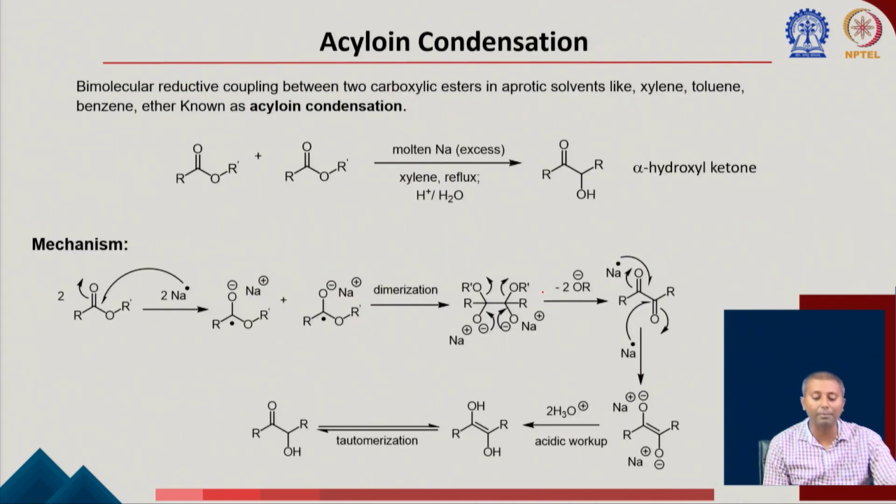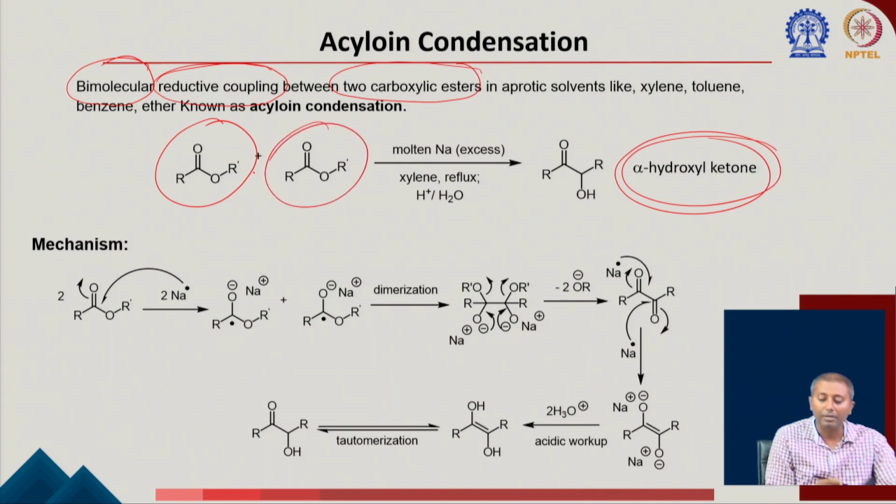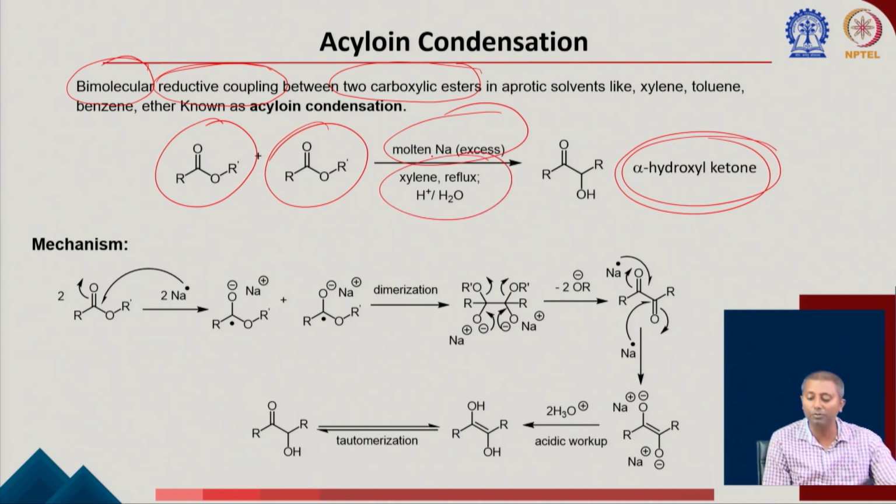The first reaction I am going to talk about is the acyloin condensation. It's bimolecular, and I think every single term is very important here. This is bimolecular, which means two of these esters are going to form a bond. Then this is a reductive coupling, which means there is a reduction happening. We are going to come back to that. It is between two carboxylic esters, and it forms one important compound, an alpha hydroxy ketone. You start with a bimolecular reductive coupling between two carboxylic esters in the presence of molten sodium in excess and xylene at reflux, and then the reaction forms a very important compound called alpha hydroxy ketone. So let's try to understand the mechanism.